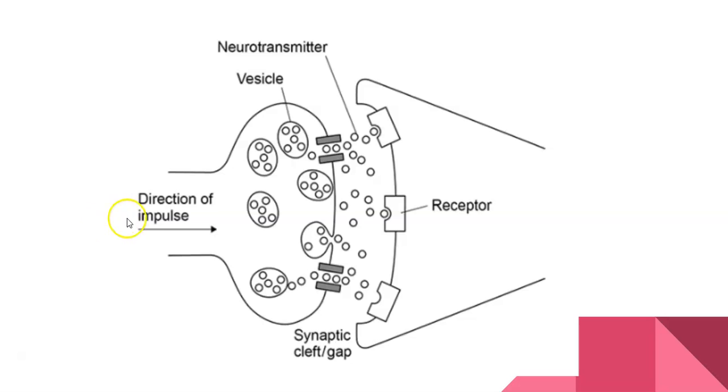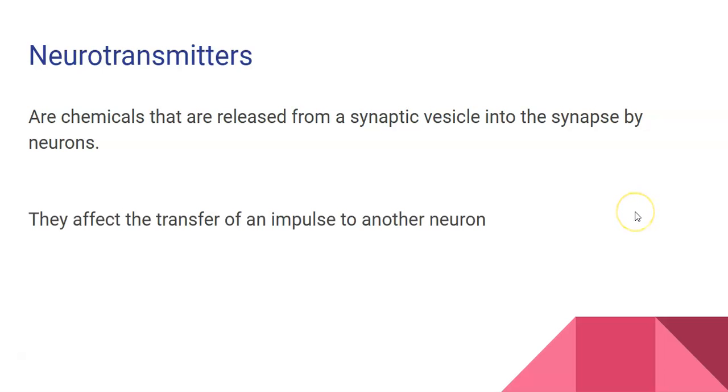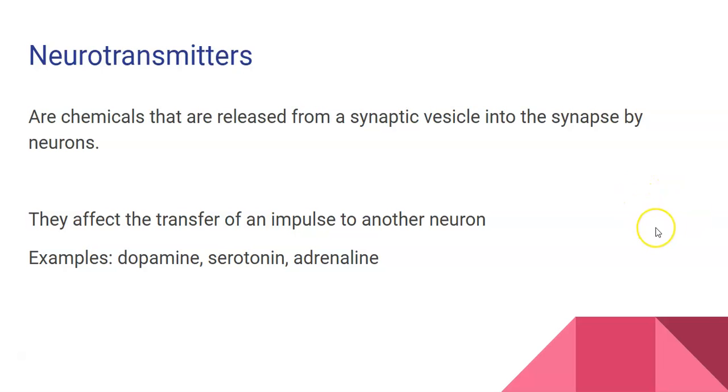So in this image here, you can see the impulse arriving. We've got these little sacs with vesicles, and they pass their neurotransmitters into the synapse. They land on a receptor, and that's how the impulse continues to travel down the other neuron. Now, neurotransmitters are just chemicals that are released by the vesicles, and they allow the impulse to continue on to the next neuron. There's loads of examples. A few might be dopamine, serotonin, and adrenaline. They might be a few you've heard of.